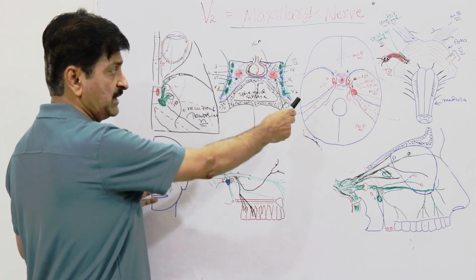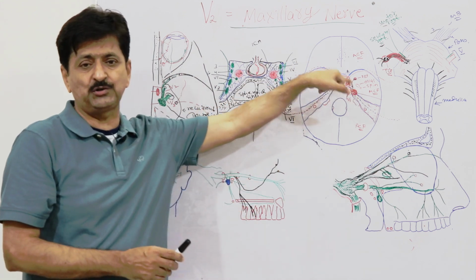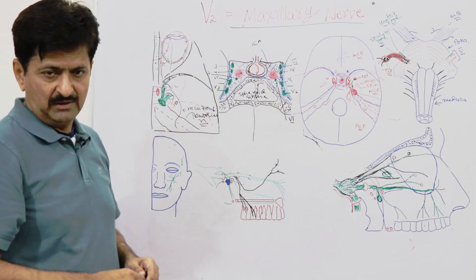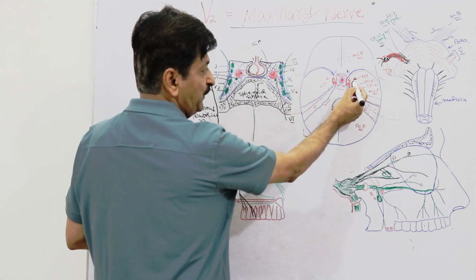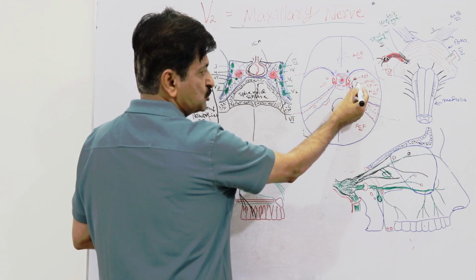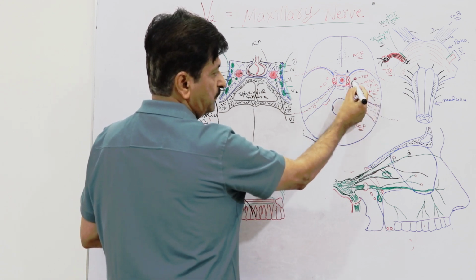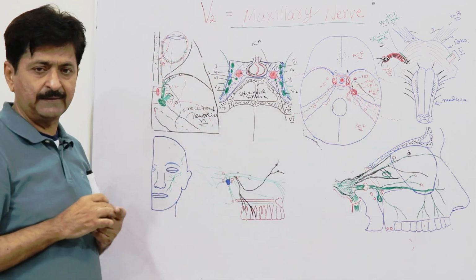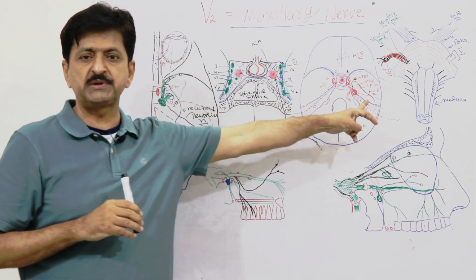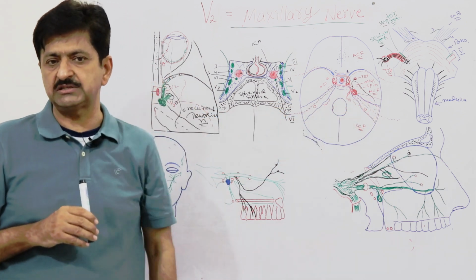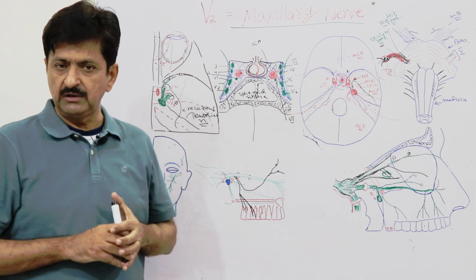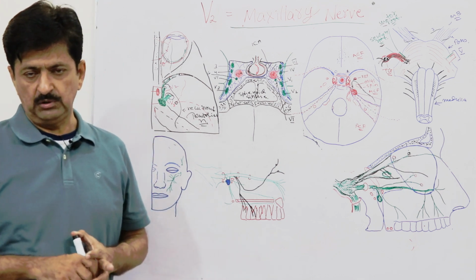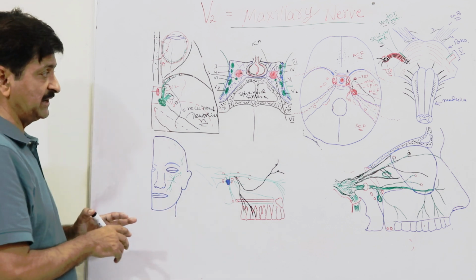You see that it is not giving any branch yet, but before entering the foramen rotundum, it will give a meningeal branch. That meningeal branch comes back to supply the dura mater of the middle cranial fossa. So this is the first branch that has been given off here. This is called the meningeal branch, to the dura mater of the middle cranial fossa. And then it enters the foramen rotundum to become part of the pterygopalatine fossa.